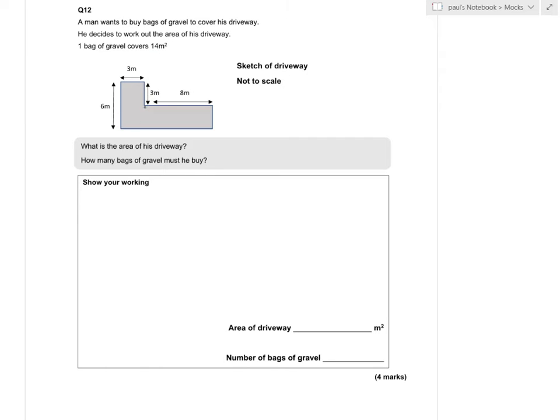Right, so let's chop this up into 2 little bits. So area A is going to be 3 times 6, which is 18. And area B is going to be 8 times, we don't know that bit, do we? 6 take away 3 is 3, which is 24. Add these two together, we've got 42 meters squared.